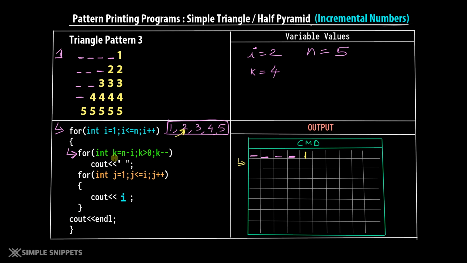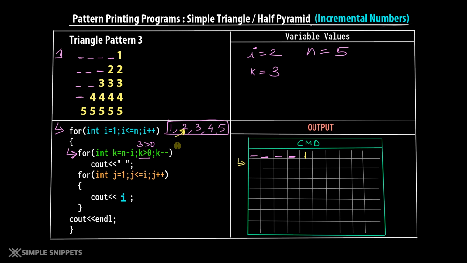When we come inside, we have this for loop. We are saying k equals to n minus I. N of course is going to be 5. 5 minus I, I value has become 2, so it is 5 minus 2, and 5 minus 2 is equal to 3. Correct? So now the k value becomes 3. And the condition is saying 3 has to be greater than 0, and k minus minus.